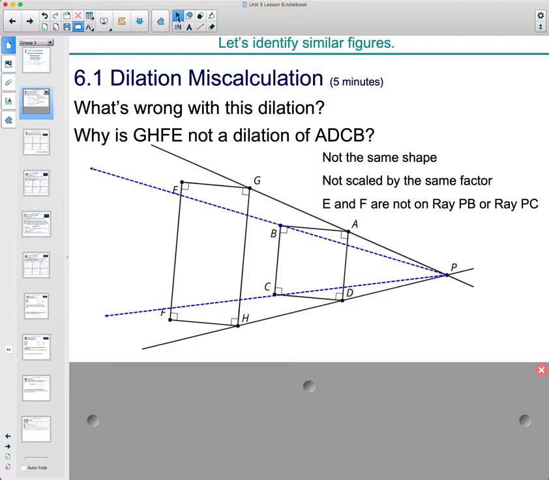We definitely can see that the angles are still right angles. So angles stayed the same, but sides were not scaled at the same rate.